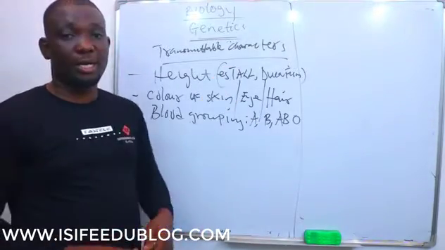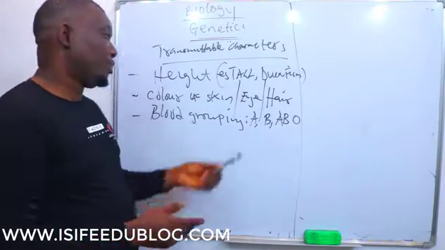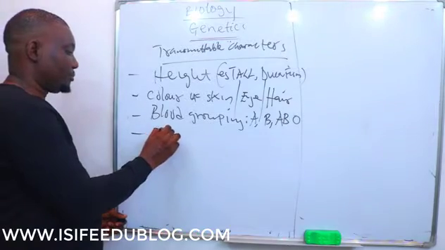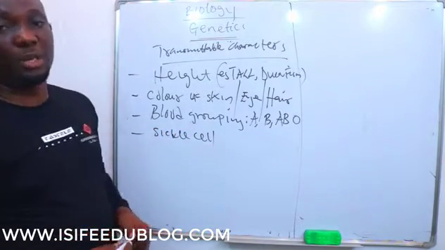So this is also an inheritance. Blood group A is transmittable. Blood groups are transmittable characters. And then we look at sickle cell anemia. Sickle cell anemia is also a transmittable character.